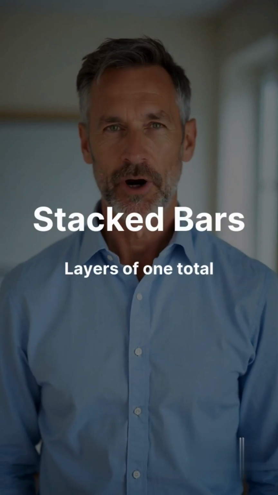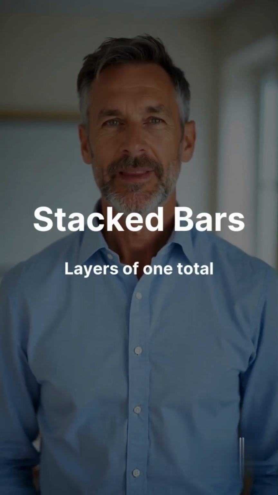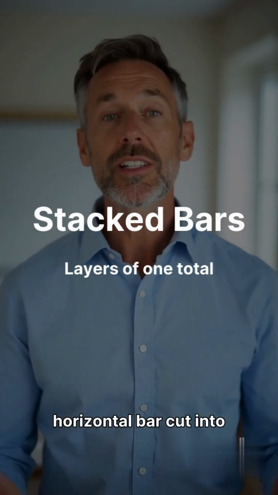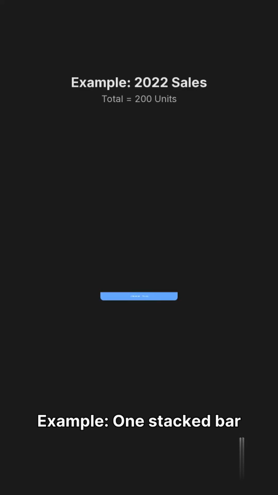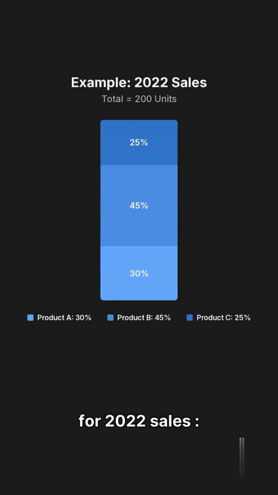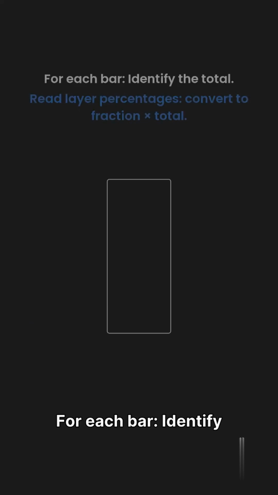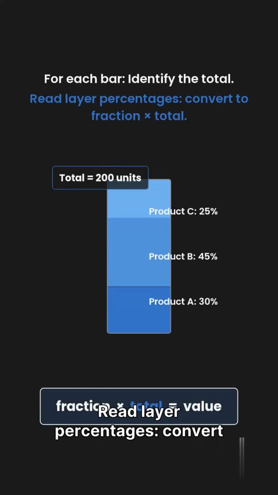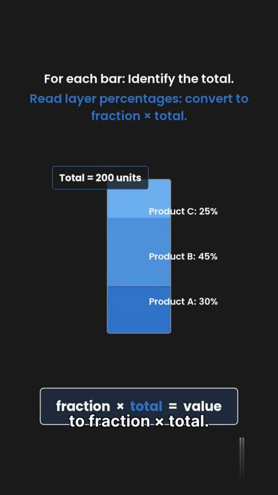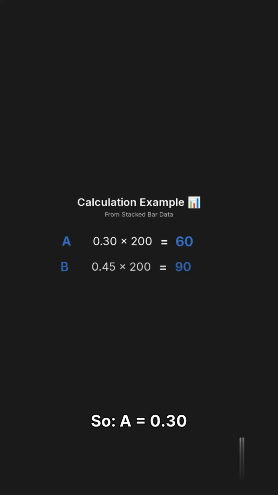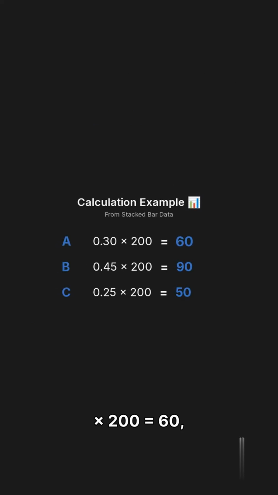Step 5. Stack bars. Think layers of one total. A stack bar is like a vertical or horizontal bar cut into layers. Example. One stack bar for 2022 sales. Product A, 30%. Product B, 45%. Product C, 25%. For each bar, identify the total. Read layer percentages. Convert to fraction times total. So, A is equal to 0.30 times 200 equals 60. B is equal to 0.45 times 200 equals 90. C is equal to 0.25 times 200 equals 50.